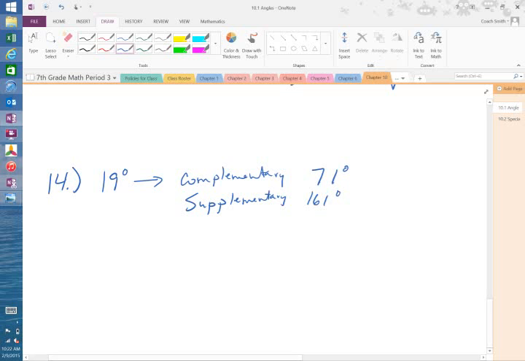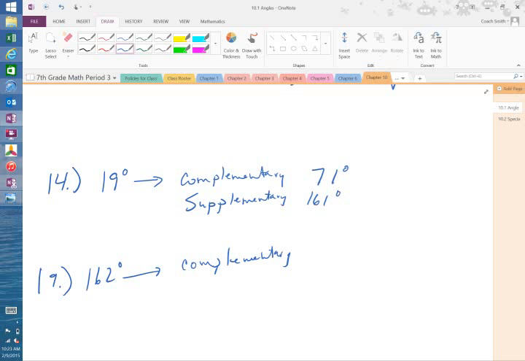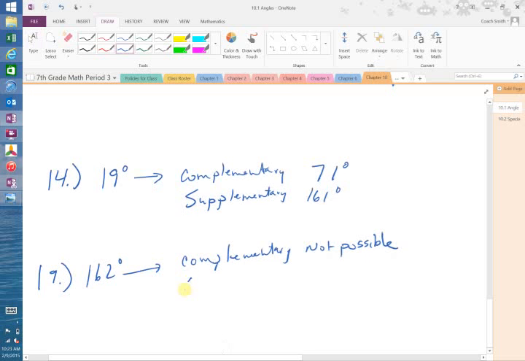Now, if you look at number 19, it says they have a 162-degree angle, and they want to know the complementary. What would the complementary angle be to 162? Negative? No, you can't have a negative angle. So, not possible. And then you have supplementary. Supplementary would be what? 18 degrees. So, fairly simplistic.